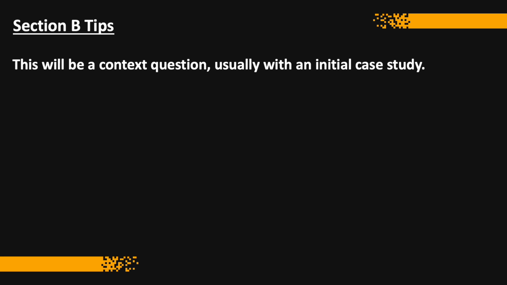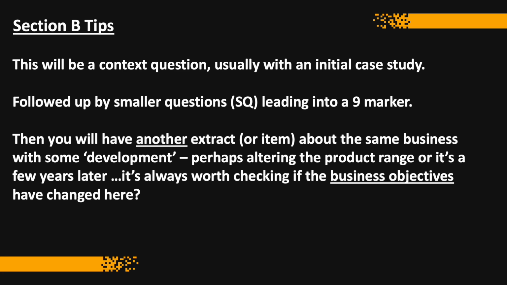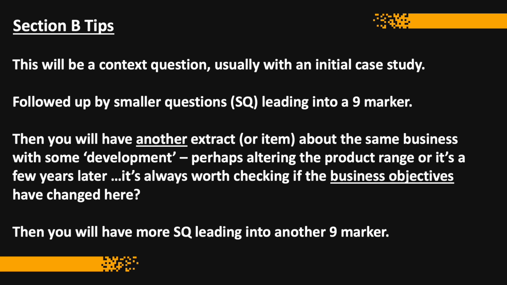Section B, this will be a context question, usually with an initial case study, followed up by smaller questions leading into a 9 marker. And then you will have another extract or item about the same business with some development to that business. Perhaps the product range is altered. Perhaps it's a few years later. It's always worth checking if the business objectives have changed at this point. And then you will have more short questions leading into another 9 marker. Just watch out for how the narrative may have changed in that second item.